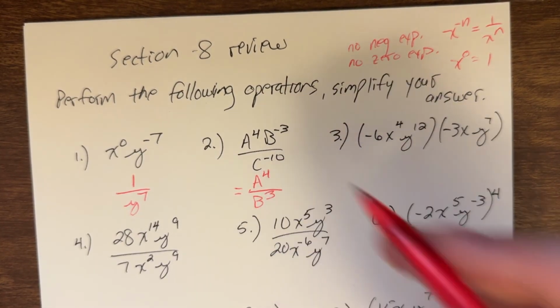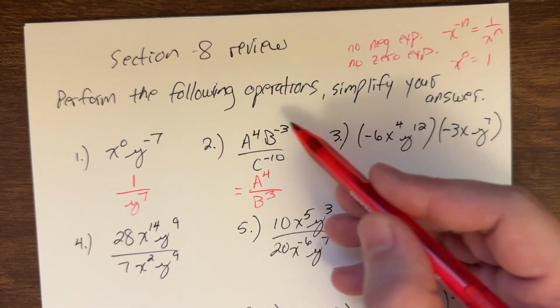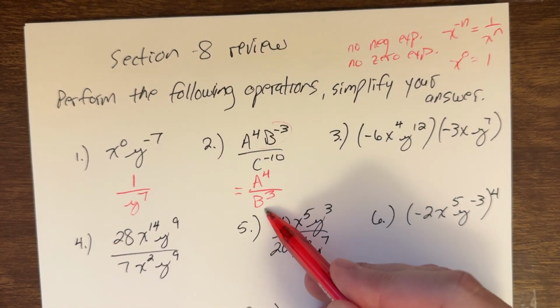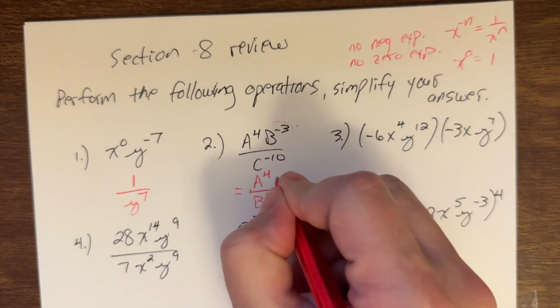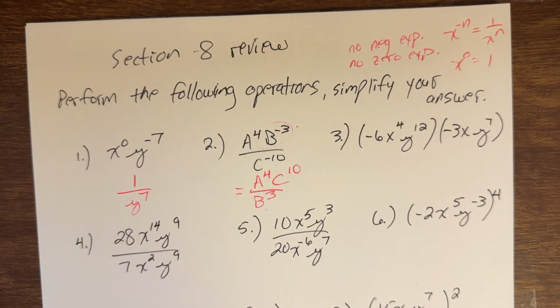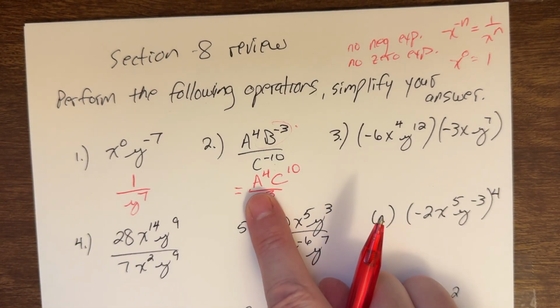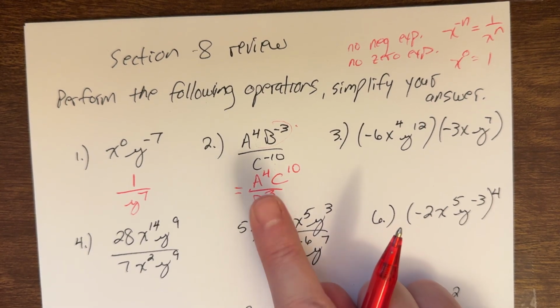That's where some of us, again, the concept is easier. A negative exponent changes its spot. Well, this was in the top, it went to the bottom. This was in the bottom, now it's going to go to the top. My c will now go in the top, and it'll now be c to the positive 10 in the top. A to the 4th, c to the 10th, divided by b cubed is my final answer.